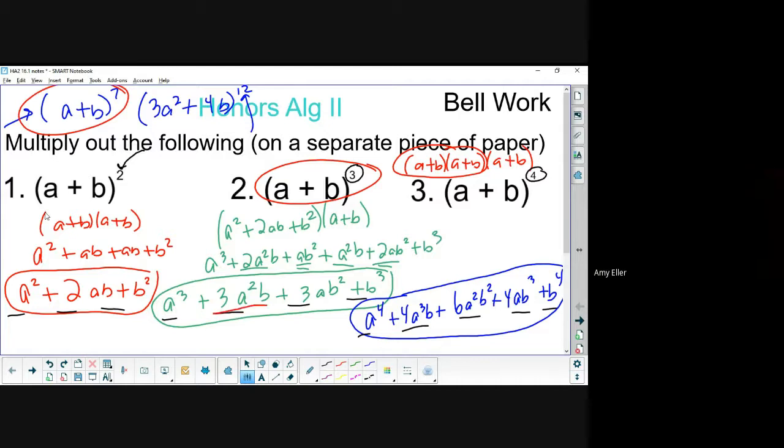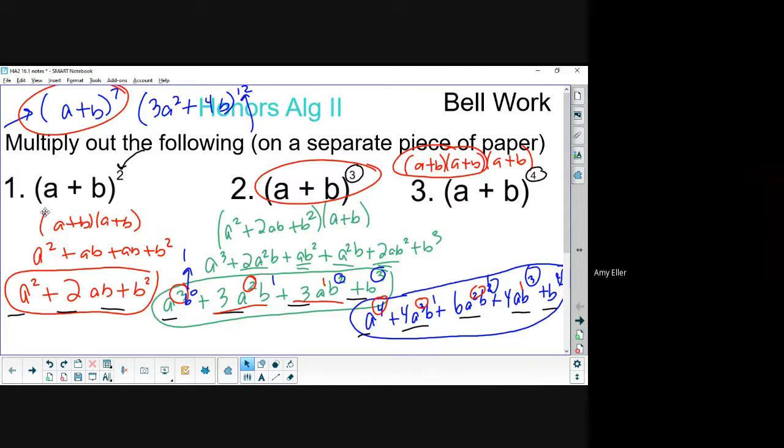Notice here I have 3 A's, 2 A's, 1 A, 0 A's. Here I have 4 A's, 3, 2, 1, 0. What about the B's? The B exponents go the other direction. B to the 3rd, B to the 2nd, B to the 1st, B to the 0, which we don't write, because anything to the 0 power is 1. But it could be written as b to the 0. Same thing here. B to the 4th, b to the 3rd, b to the 2nd, b to the 1st, b to the 0. So those patterns will help you come up with the long one.